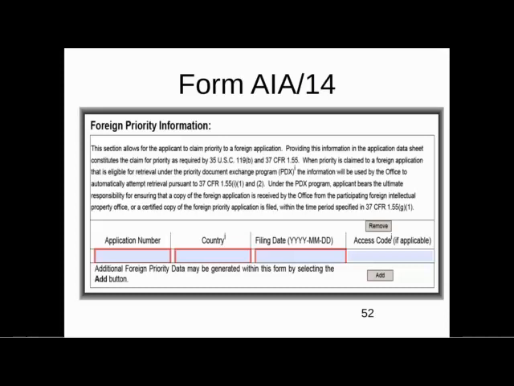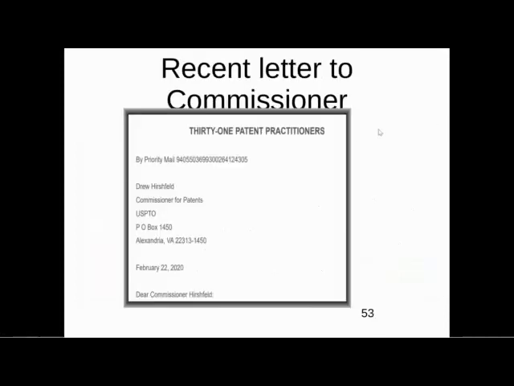And if you're going to file a US case that's going to claim priority to some foreign case, you would use this section if the foreign application was filed in a country that is a depositing office, and you'd put in the access code from that foreign country.